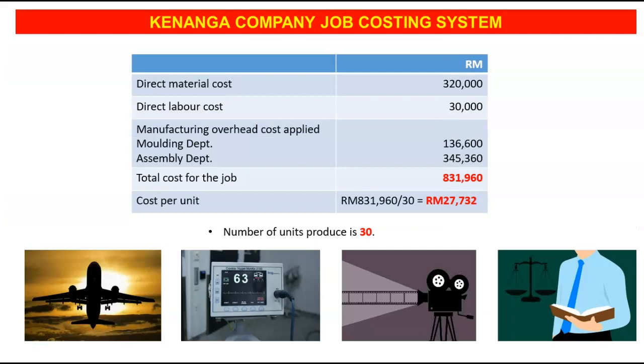So this is the final step. We summarize all the information: direct material cost plus direct labor cost, and also the two manufacturing overhead costs applied, molding and assembly. We get the total, we divide it by the number of units, and we get RM27,732.